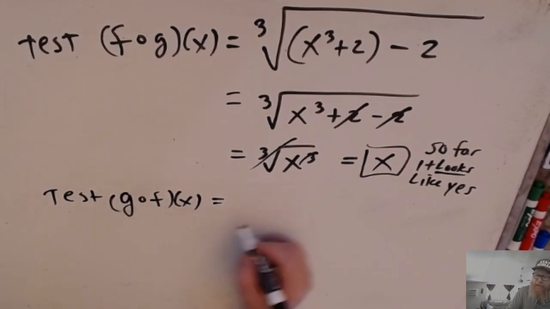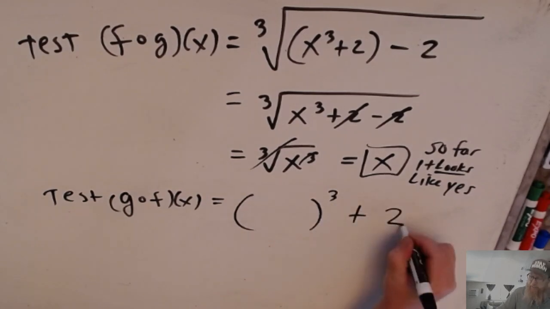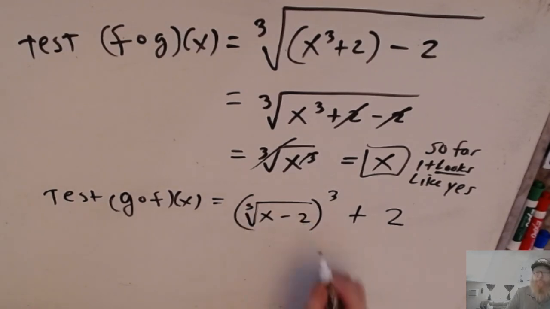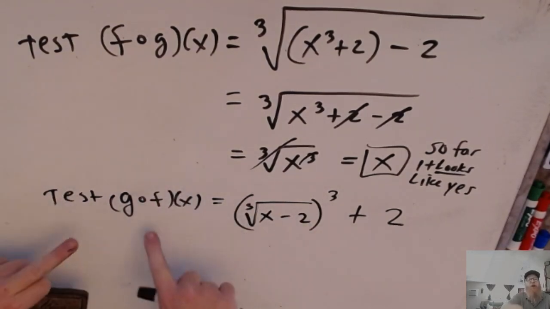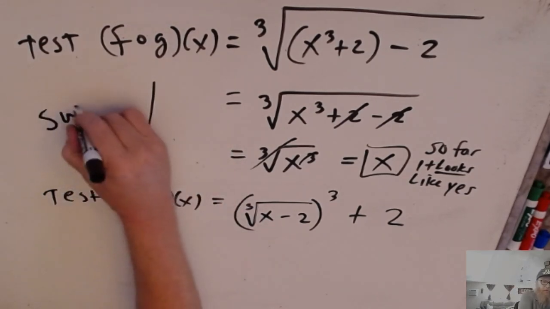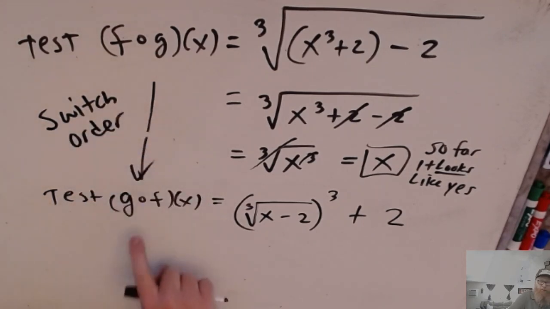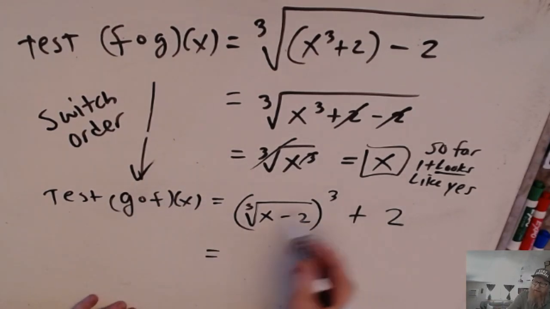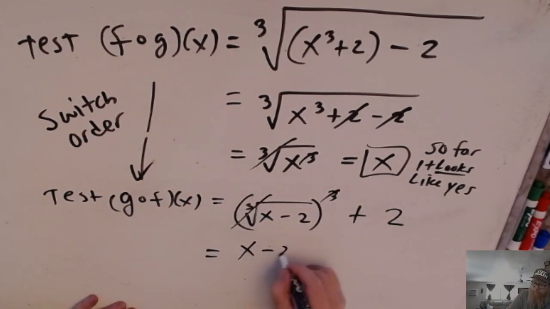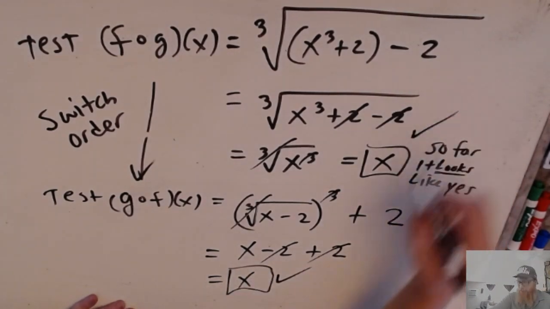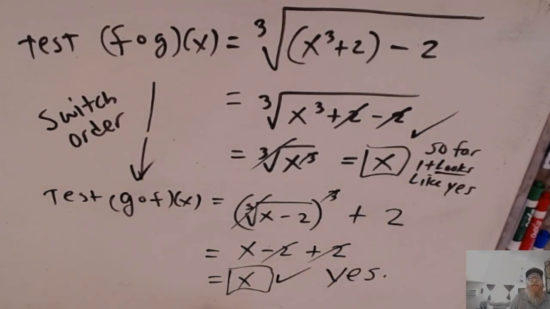The g of f means take g and put f inside of it. It's just the reverse of f of g. Switch the order. Now we're doing g after f. So f goes inside, g goes outside. The cube and the cube root are going to cancel. The negative 2 and the positive 2 are going to cancel. You got just x, check, check. And so yes, they are inverses.